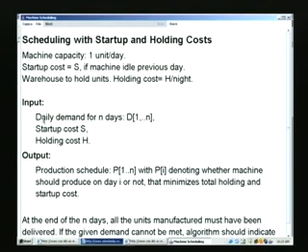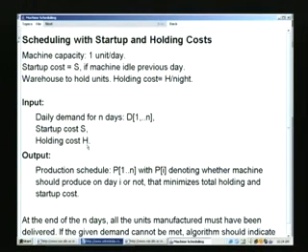The main input to the problem consists of a daily demand for n days. So, we are given a vector d of 1 through n, in which d of i represents the demand for the ith day. We are also given the startup cost s and the holding cost h. And what we are supposed to produce is a schedule. So, we are supposed to produce a vector p of 1 through n, in which p of i denotes whether or not the machine is to be kept on the ith day, or in other words, whether the machine should be producing anything on the ith day.